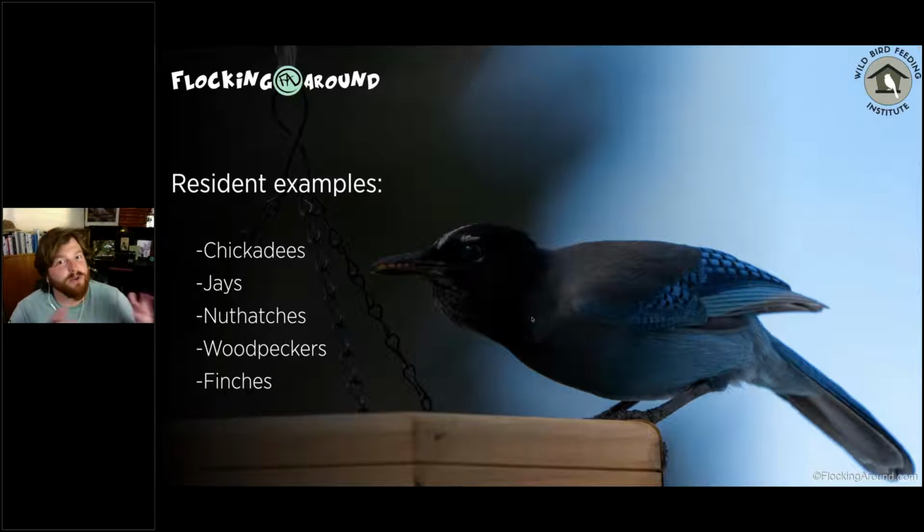Same for nuthatches, although nuthatches can be eruptive, meaning that all of a sudden in one area, there'll be a lot more nuthatches than usual. And then in other areas, there might be a lot fewer. And we'll talk about what eruptions are in a little bit. Woodpeckers are another great one, and then certain finches can be residents.